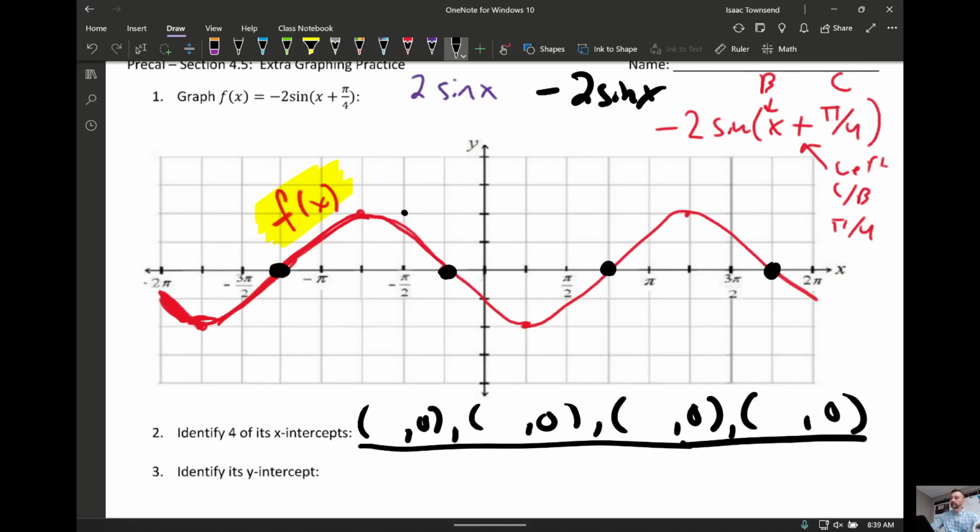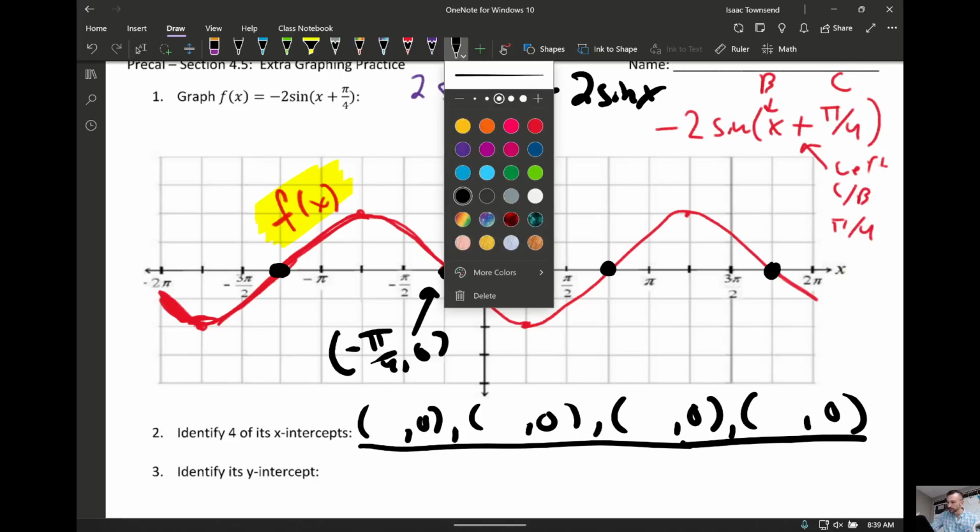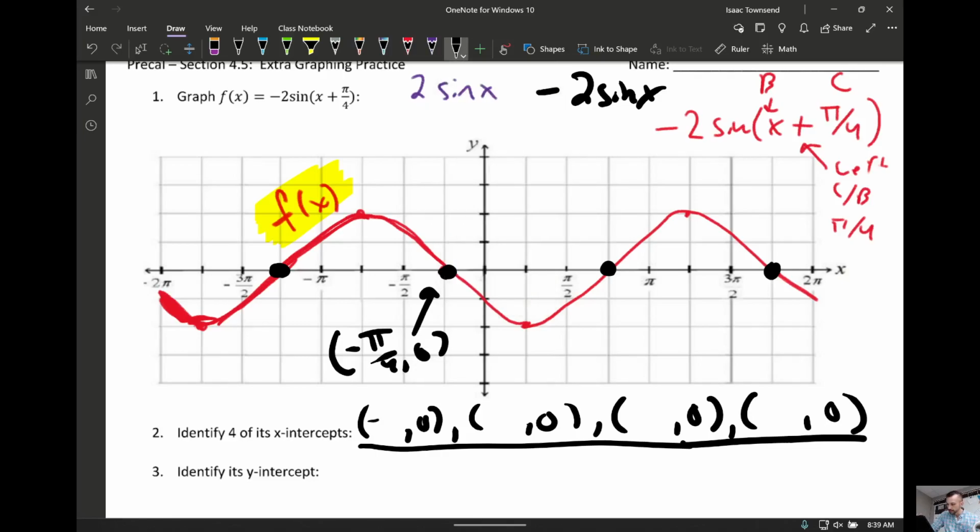I guess if my graph didn't show 4, I would be concerned that maybe I did something wrong. But label these very carefully. Remember, 1 tick mark is pi over 4. So this guy right here is negative pi over 4, 0. One of them. Let's see, pi over 2 plus pi over 4, or the average of pi over 2 and pi would be 3 pi over 4.